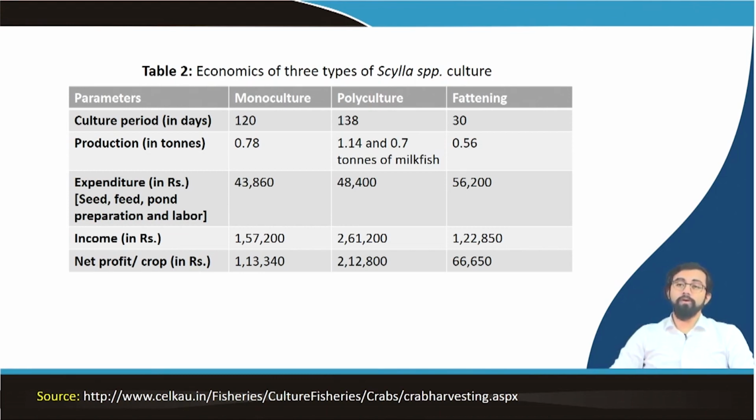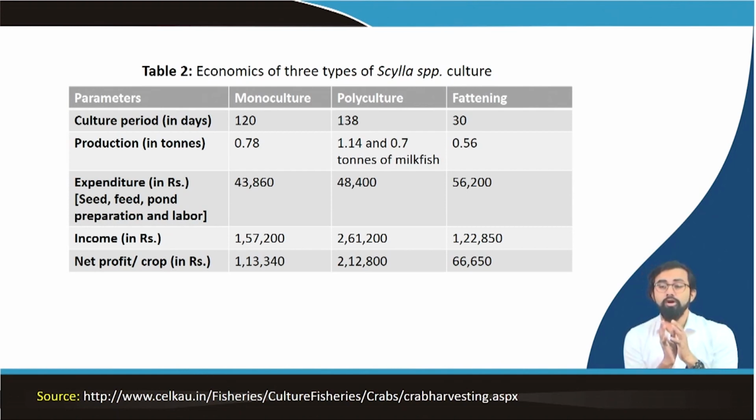But if you go for this kind of polyculture, you will get a lot of benefit, because utilizing the same pond, same farm, you will get 2 or 3 species together. So why not go for that? It will definitely increase your income, and it will provide you with a higher net profit. As you can see from the last row, the net profit per crop is around 12,800 rupees in the case of polyculture.